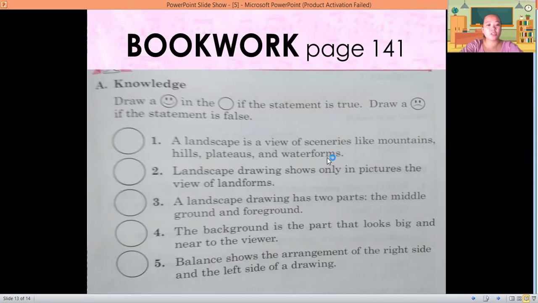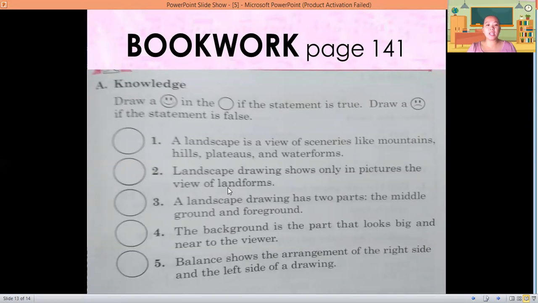Let's proceed to number 2. Let me read number 2. Landscape drawing shows only in pictures the view of landforms. Okay, in the landscape drawing, it shows only the view of landforms, not the water forms. Is it true or false? True, smiley face, draw a smiling face, and false, a sad face if it is false. Landscape drawing shows only in pictures the view of landforms, only the landforms that we can see in the landscape drawing. Is it true or false?